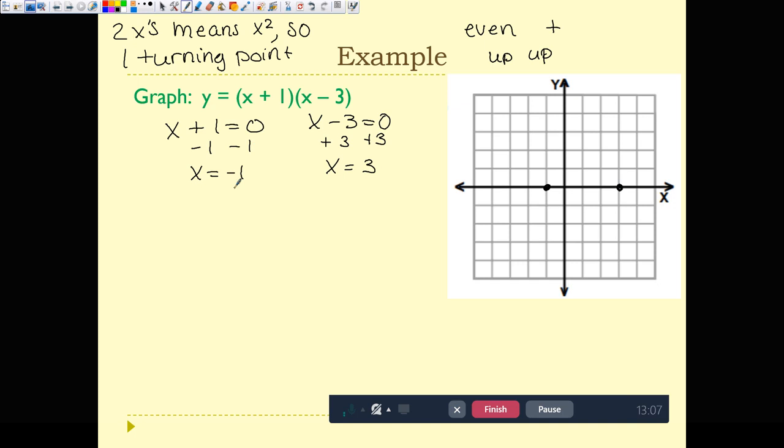So I'm going to create an xy table. And 1 smaller than -1 will be -2. I do not need to do -1 because it's going to be 0. We already found that out. So then I'll do 0, 1, 2. I already have 3. I need to do 1 larger, so 4.